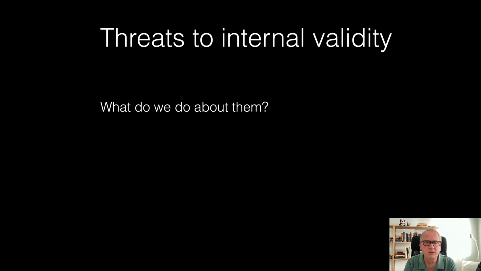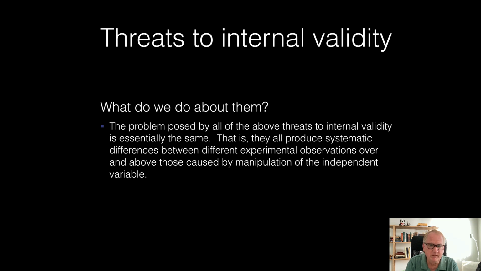So what do we do with these threats to internal validity? How do we try to minimize them? Well, the problem posed by all of these threats to internal validity that Campbell and Stanley mentioned are essentially the same. That is, they all produce systematic differences between different experimental observations over and above anything that's been caused by the manipulation of the independent variable.